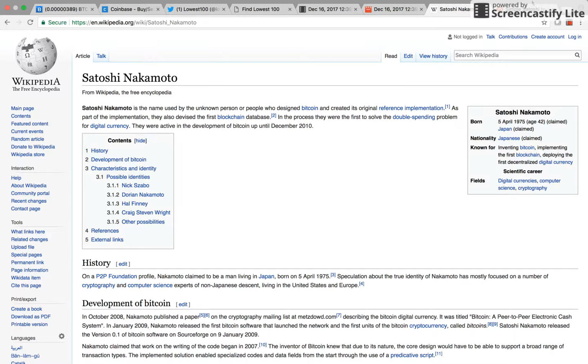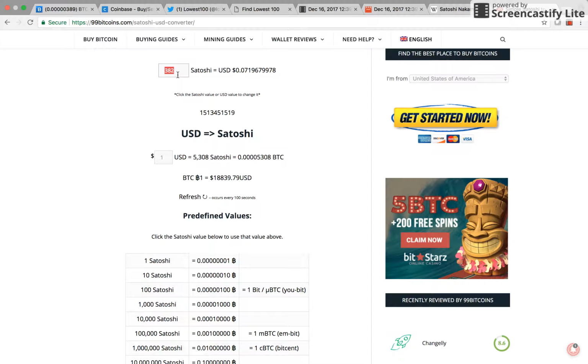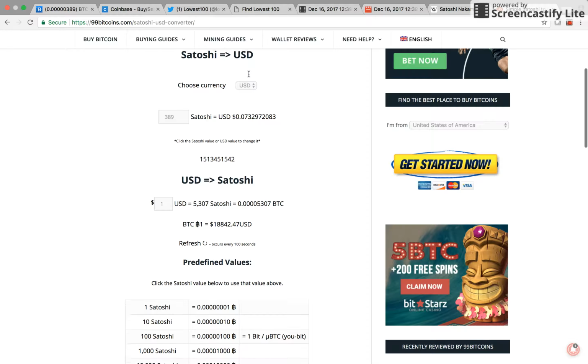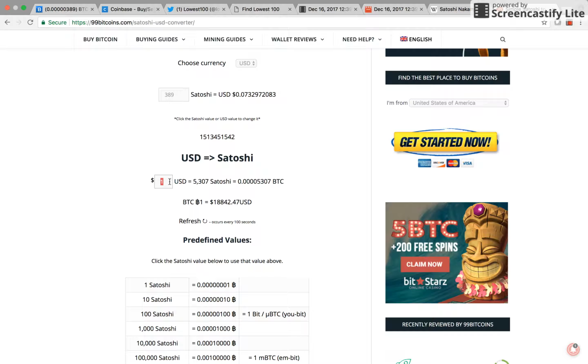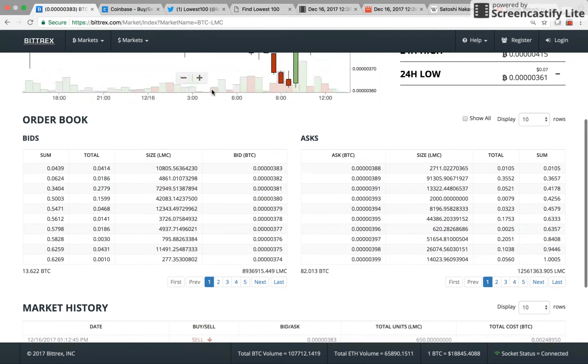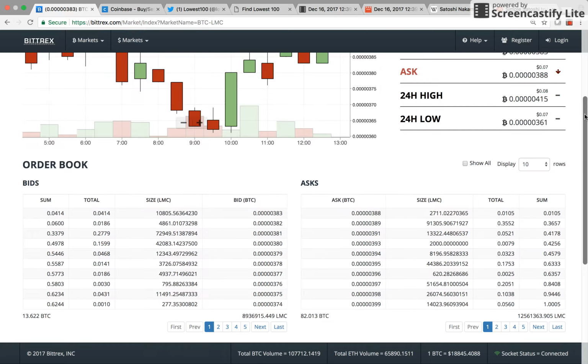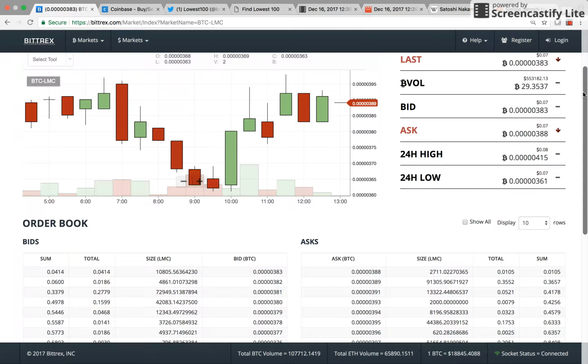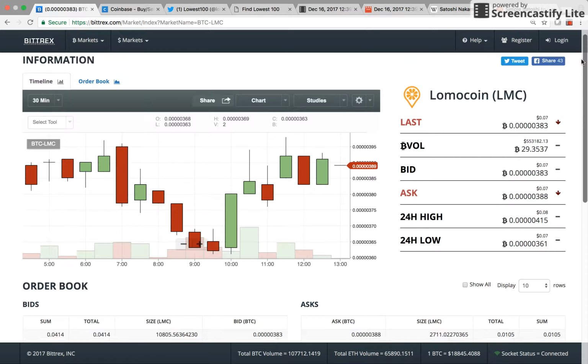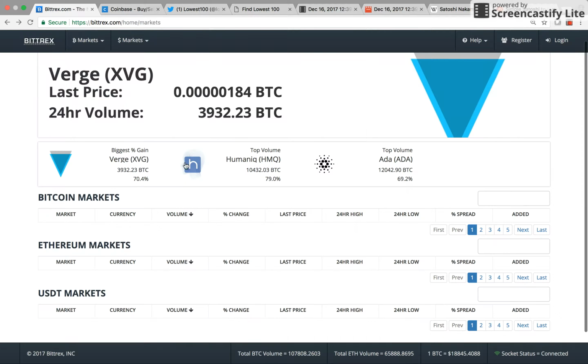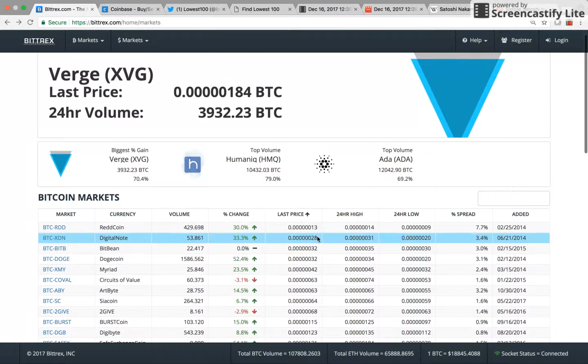So what does 389 mean? You can go and type 389, and you see 7.1 cents becomes 7.3 cents. It's like a penny stock, yes. You can also ask, if I have $100, how much Satoshi is it? It is 530,000 Satoshi. If I want to buy a coin which is 10 cents, I can buy 50,000 of that coin. I'm going to go and check. Okay, right here, you see, it's right there.